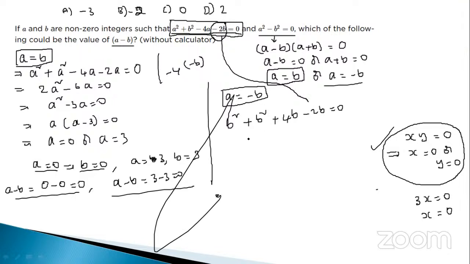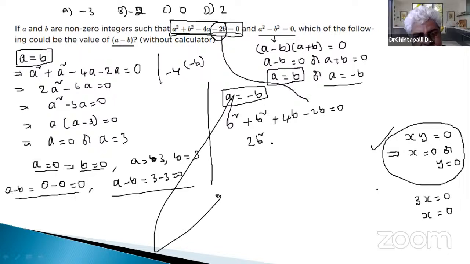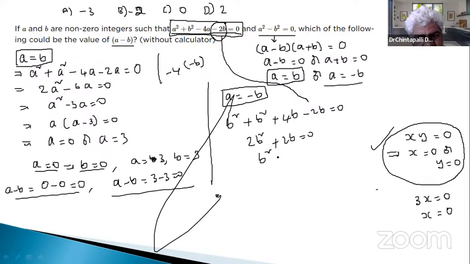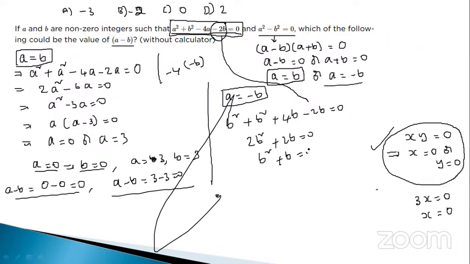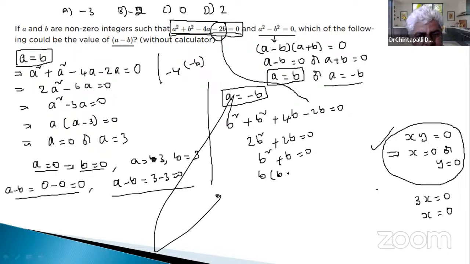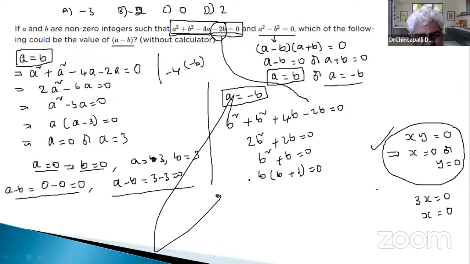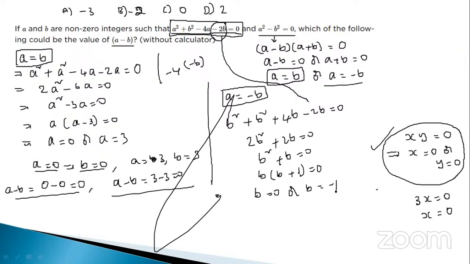That's 4B, right? B square plus B square, 2B square, plus 2B, minus 6 is equal to 0. Divide by 2: B square plus B minus 3 equals 0. B common, B times B plus 3 equals 0. So either B is equal to 0 or B is equal to minus 1, right?